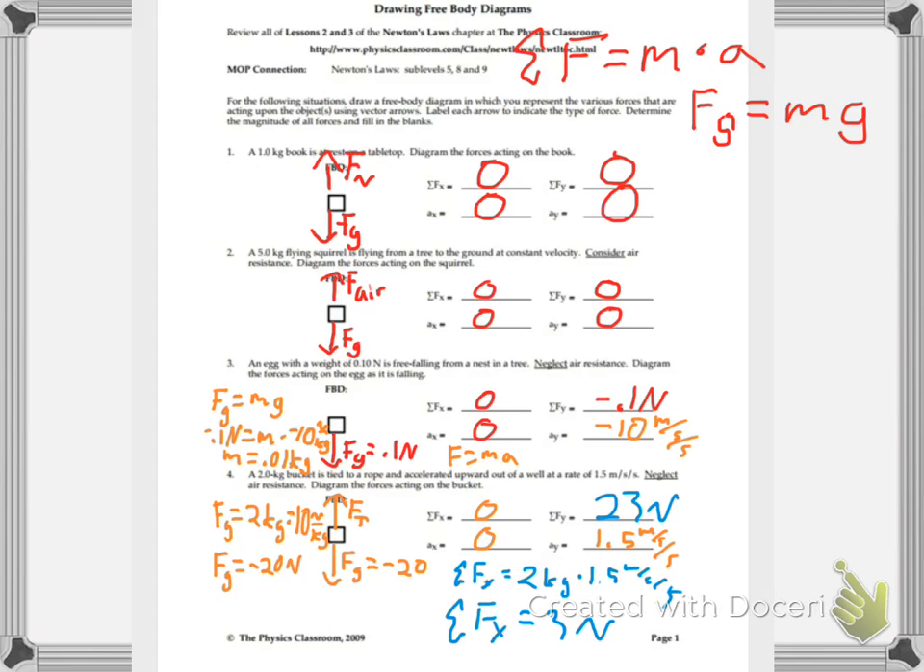So that means that 3 newtons equals the up force plus the down force. So if the down force is negative 20, that means that we need a tension force of 23 newtons to have positive 3.